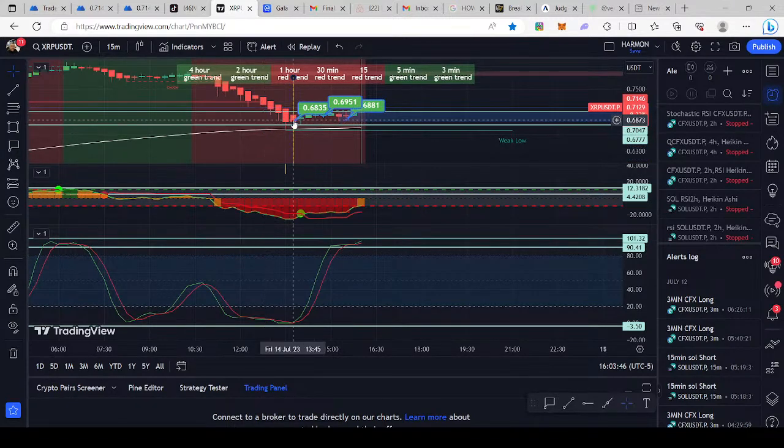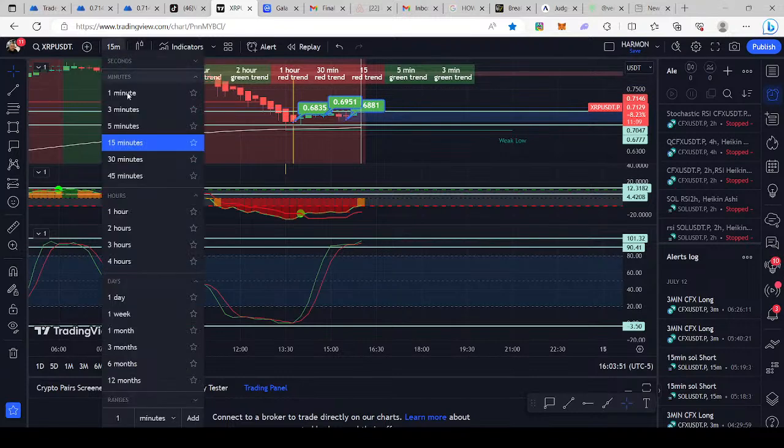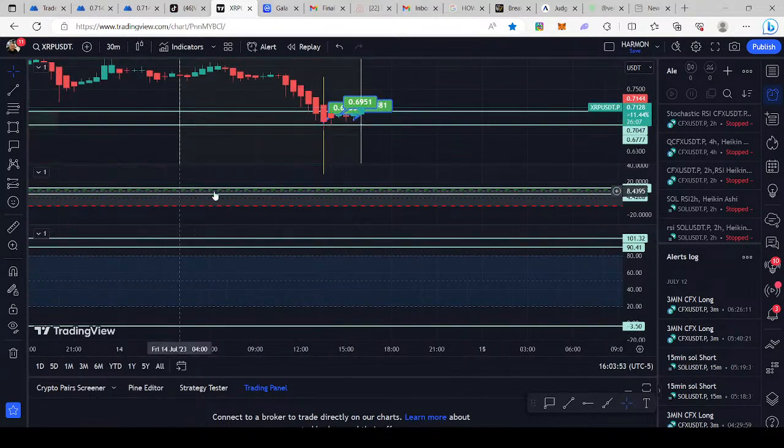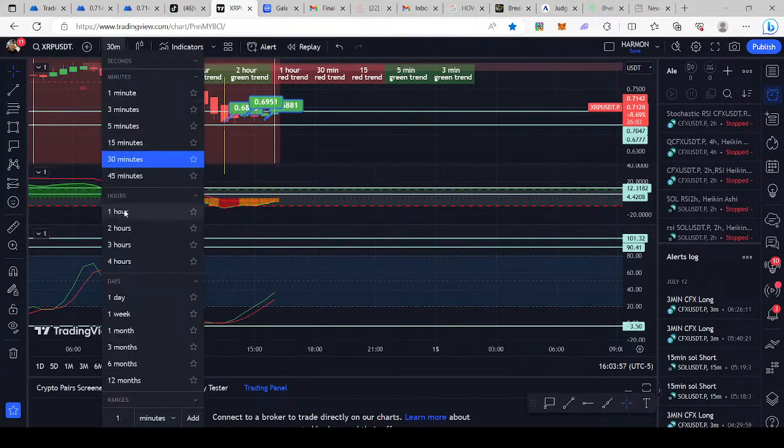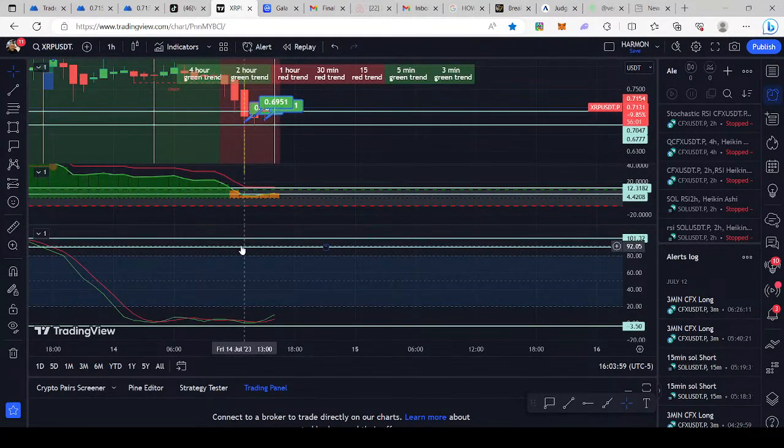But we can see here, we're starting to get the 15-minute moving up from the bottom. And at this point, if we look at the 30, it's starting to move up from the bottom. And then if we go to the 1 hour, it's finally starting to move up towards itself again from the bottom, starting to make a move again.